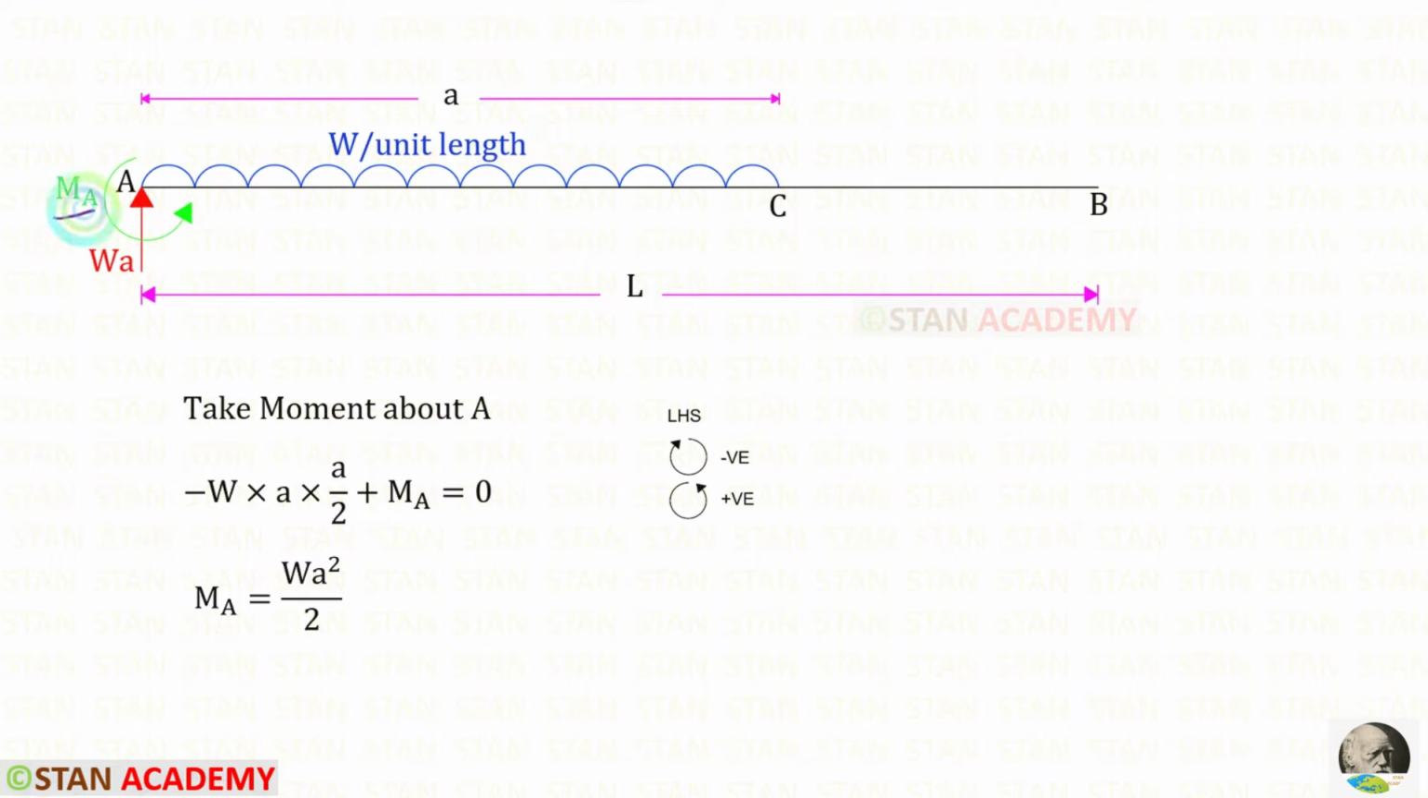To find MA from the point B, let us take a moment about A. In this case, we have to follow the left hand side rule. Clockwise will be negative and anti-clockwise will be positive. The UDL w is acting in the clockwise direction, so it will be negative. We know that with the UDL we have to multiply the distance and then the distance by 2. The moment MA will be acting in the anti-clockwise direction, so it will be positive. Finally, for MA, we will get wa square upon 2.